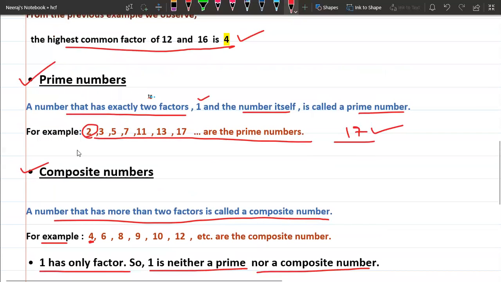So when we talk about the number 2, 2 is the only even prime number because it has two factors. Now, after 2, you will get 3. 3 also has two factors.